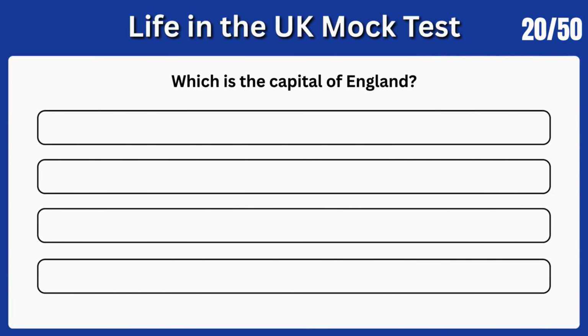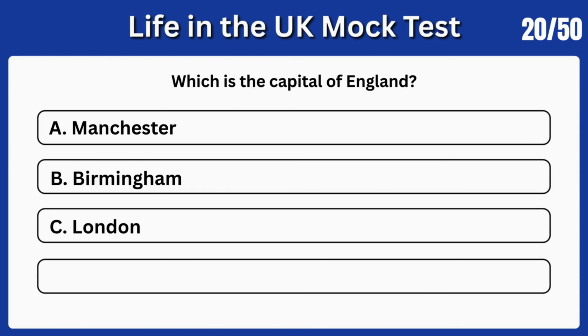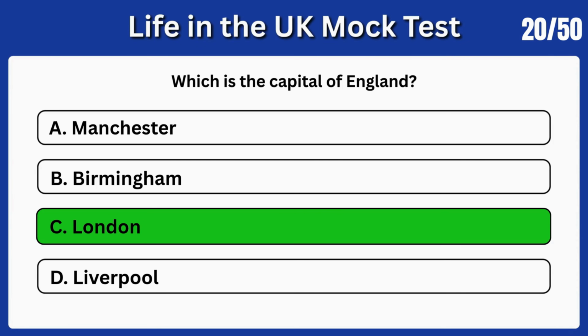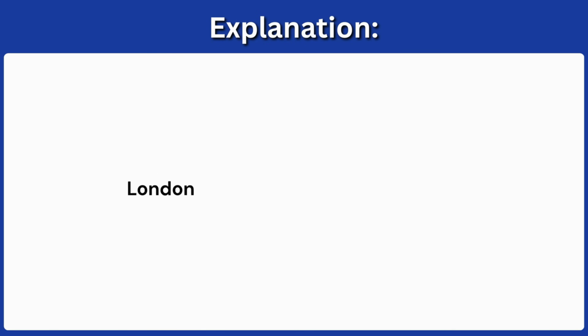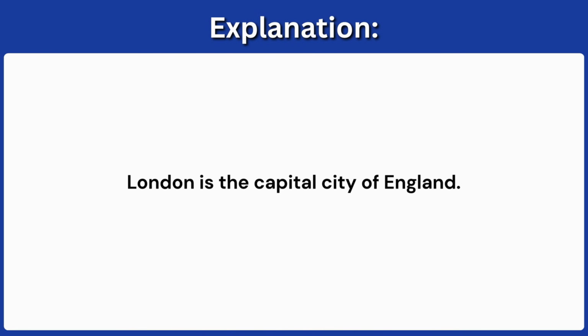Question 20. Which is the capital of England? A. Manchester. B. Birmingham. C. London. D. Liverpool. The correct answer is C. Explanation. London is the capital city of England.